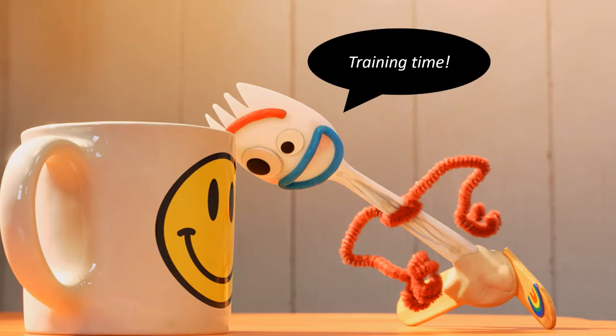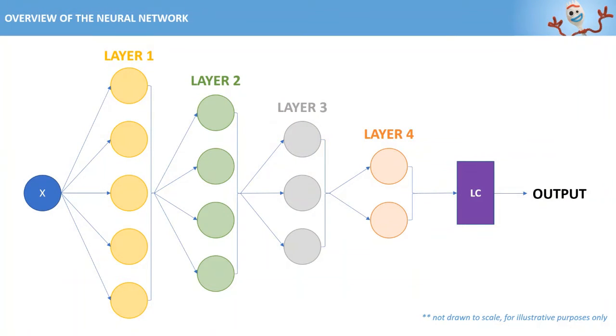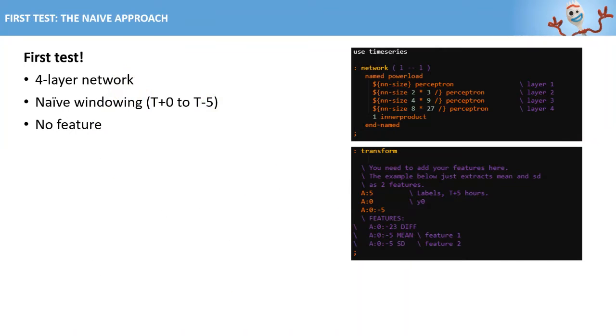As we have prepared the food for Forky, and know a little more about what Forky is facing and what he needs to achieve, it is now time to start training. As we start training, it is good for us to also understand the structure of a neural network, which can be illustrated here. As illustrated, we have 4 layers of perceptrons, each time shrunk by a certain factor. After that, we also have a linear combiner. We will start with a naive approach. The naive approach is where we do not use any feature but instead a naive window from t0 to t-5. We first start with a 4-layer network.